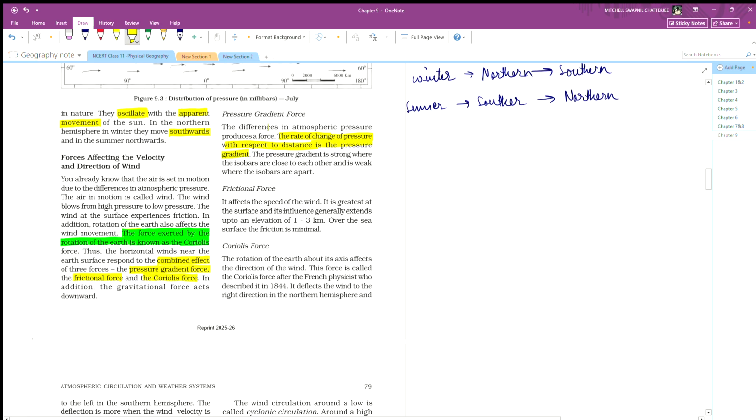The pressure gradient is strong when the isobars are close to each other, and weak when the isobars are apart. So it depends upon the distance between the different isobars. If they are close, the pressure gradient force will be much higher.